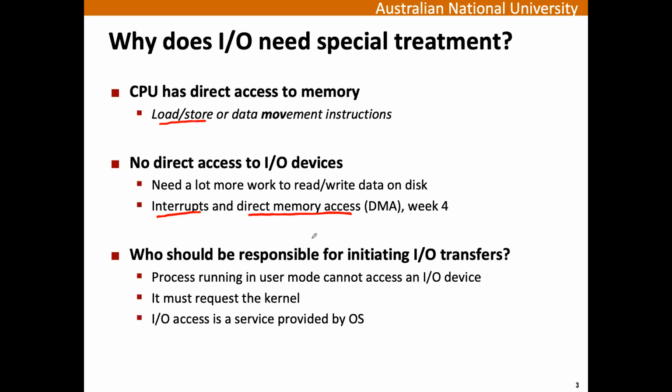Now, who should be responsible for initiating these IO transfers? This has been a theme in this course. A process running in user mode cannot access an IO device. And there are many issues with that. If we allow that, there are security issues, management issues, all of that. IO is a service provided by the operating system. So IO accesses are a responsibility of the operating system, and the user program using system calls requests the operating system, hey, I want to read something, I want to write something, I want to access an IO device.